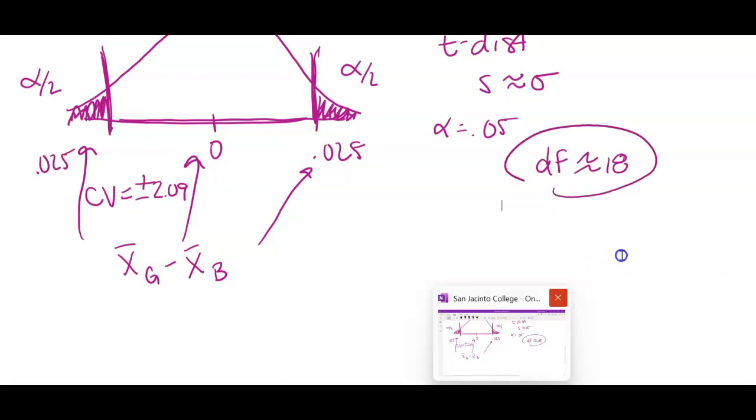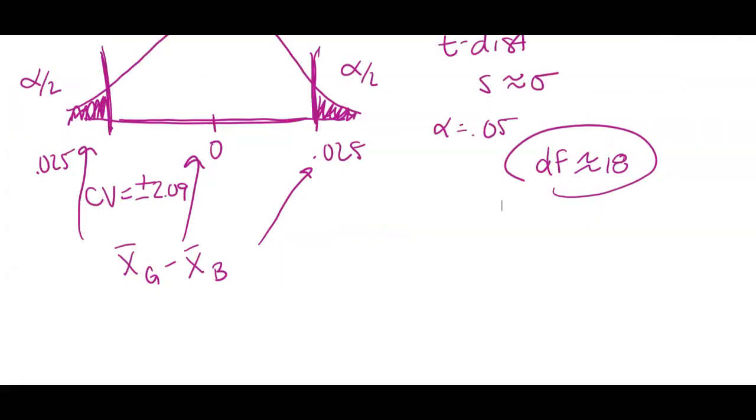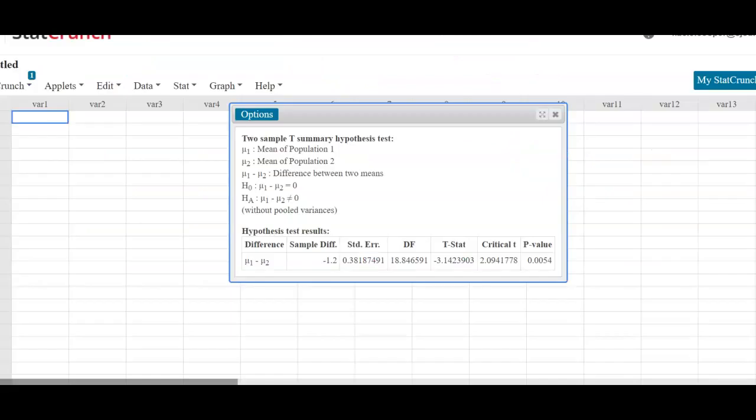Okay. And so it looks like in our output here, our T statistic is negative 3.14, which means I am in this region here, right? I'm smaller than negative 2.09. And what was our p-value? It should be pretty low here, 0.0054.